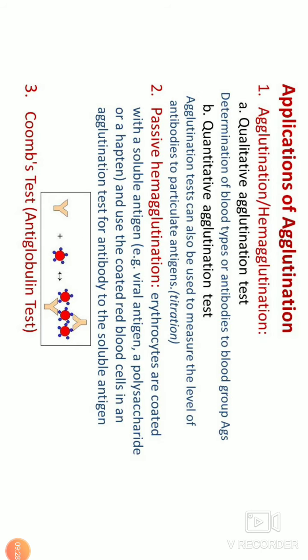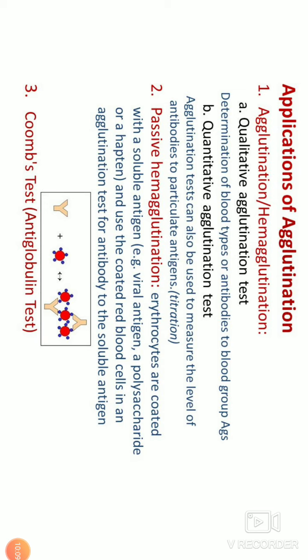Now coming to applications of agglutination. Agglutination or hemagglutination, as we call it, can be qualitative, quantitative, or passive. I've already mentioned passive. An example of an agglutination test is the Coombs test. I'll tell you what each one is. For example, a qualitative agglutination test is a manner to assay for the presence of an antigen or an antibody. When the antibody is combined with a particular antigen, agglutination of this antigen indicates a positive test.